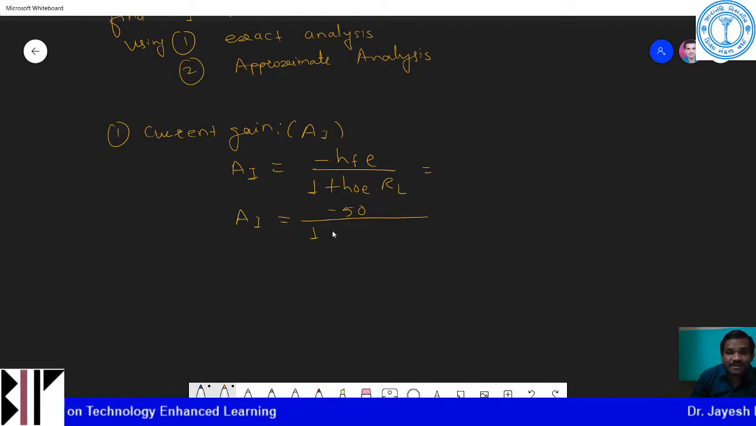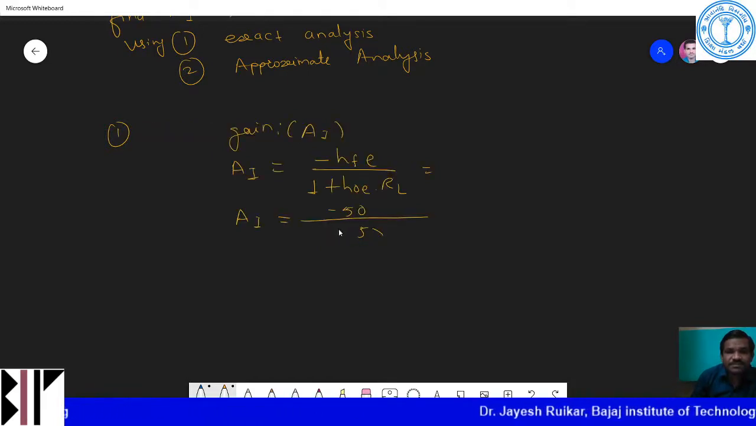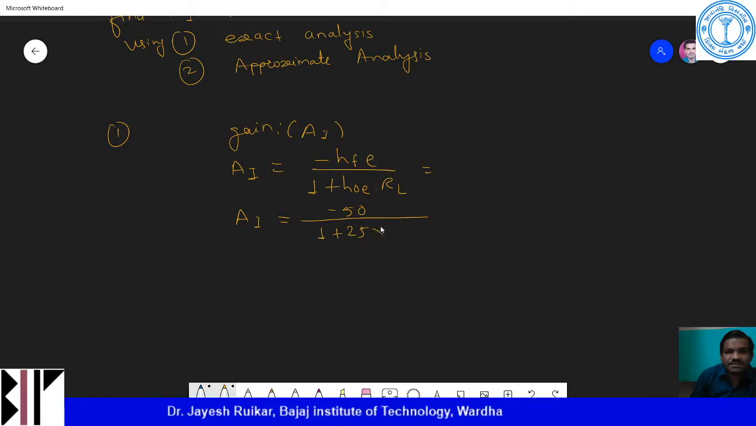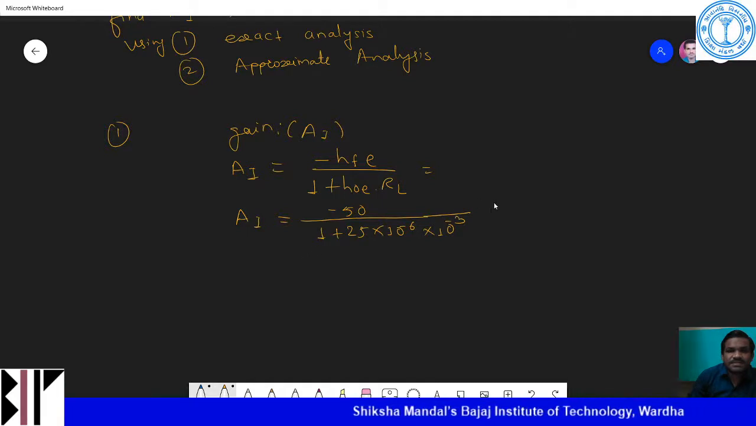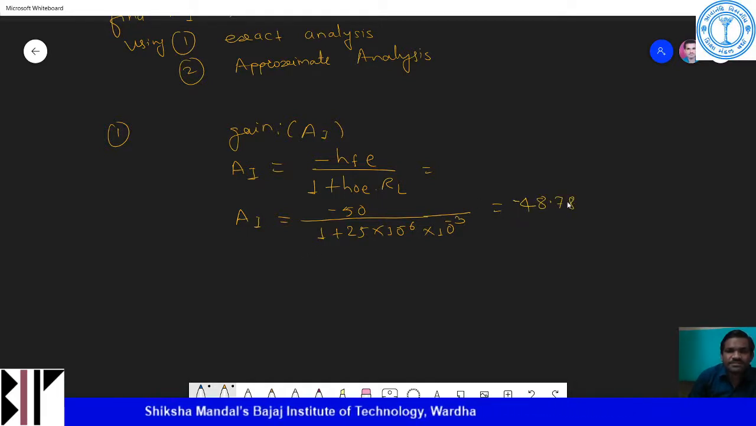Likewise I'm writing here 1 plus 25, HOE is nothing but 25 into 10 to the power minus 6, that is micro, and into 10 to the power minus 3, which comes out to be minus 48.78. So your current gain is minus 48.78.